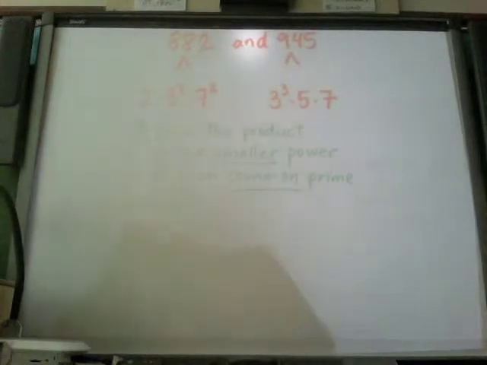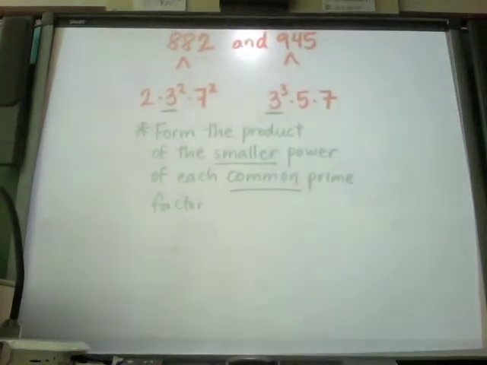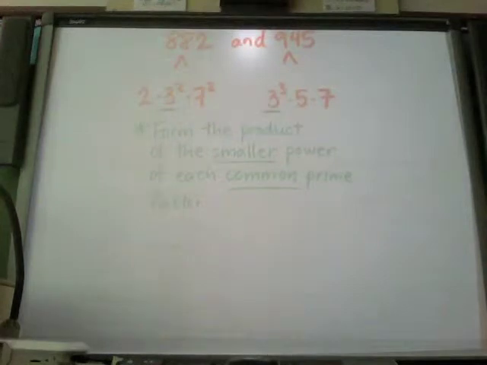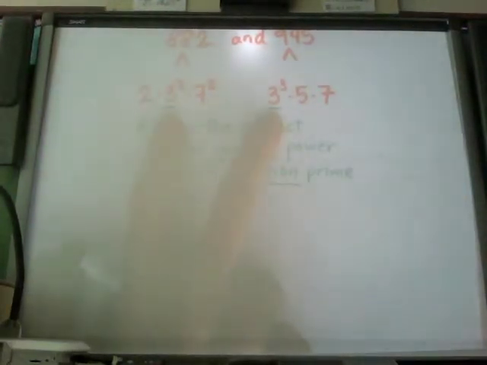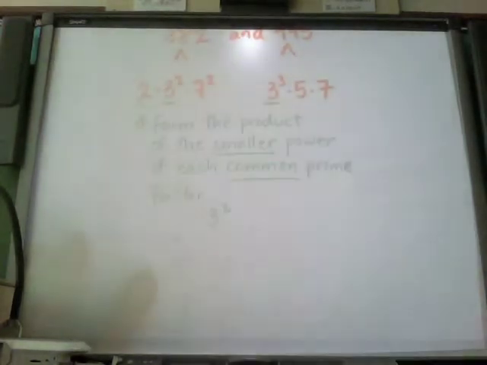Daniel. 3 squared and 3 cubed. Okay, so first of all, they both have a 3. And again, if we had the trees, we'd see the little circles and we go, oh, there's 3's in both. Now, you take the smaller power. So between 3 squared and 3 cubed, which one are we going to take? Which one is smaller? Brian? 3 squared.